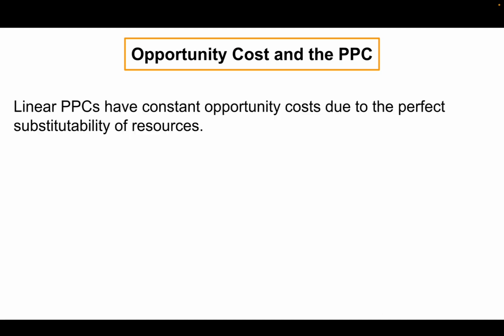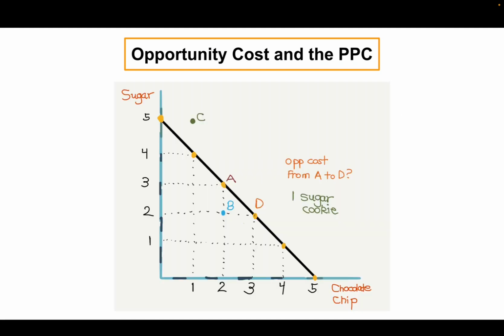So, with that in mind, it's important to understand that linear PPCs, like the one we just saw, have constant opportunity costs, and this is due to something called the perfect substitutability of resources. So, there's two things there I want to point out. First of all, what do I mean by constant opportunity cost? I mean that if we go back to the graph just for a second, every time I move from one yellow point to the next yellow point along the line, I'm giving up the same amount.